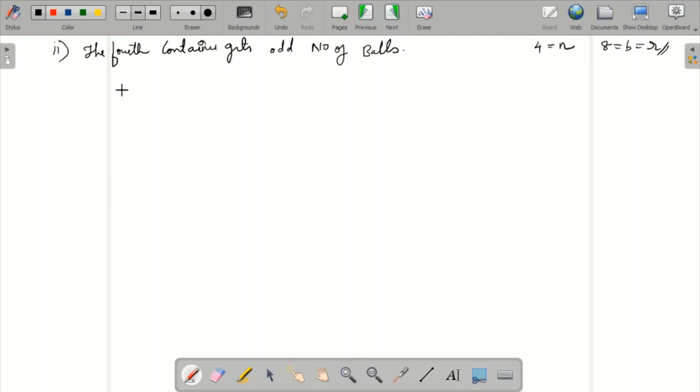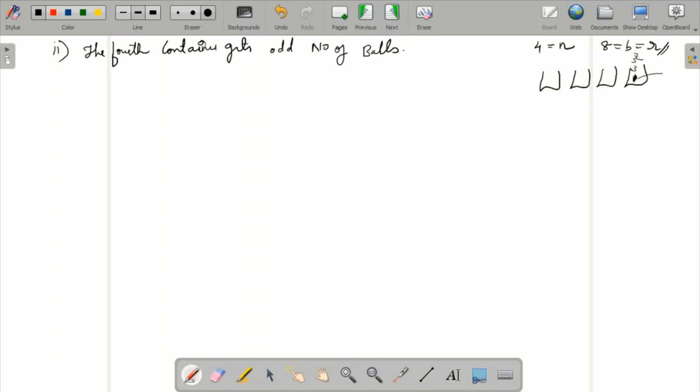So the 4th container gets an odd number of balls means what? Out of these 4 containers, the 4th container gets an odd number of balls. Either it should have only one ball, or else it should have 3, or else 5, or else 7, because there are 8 balls in total.